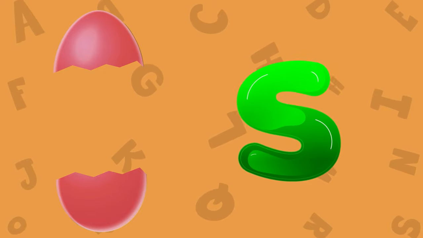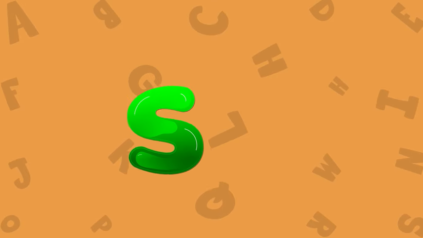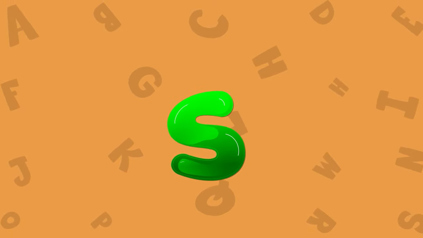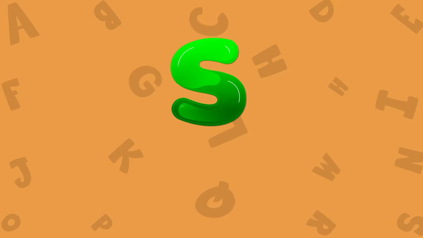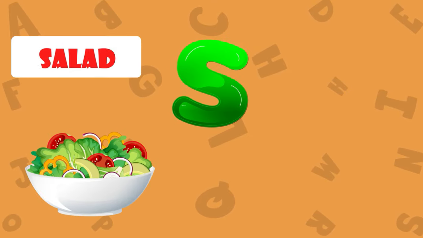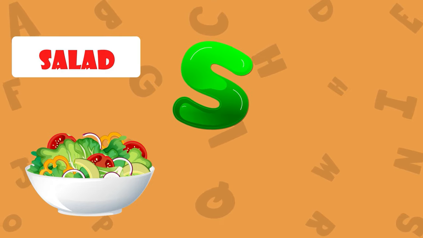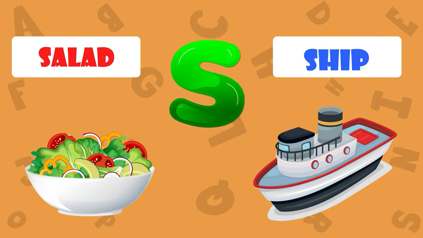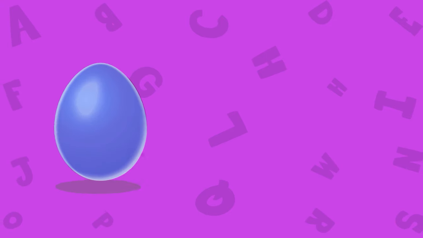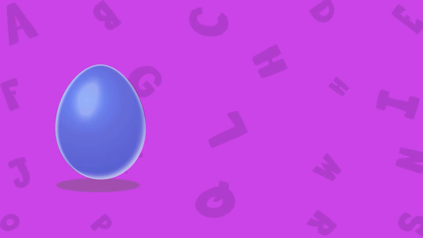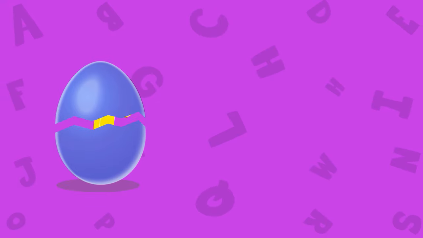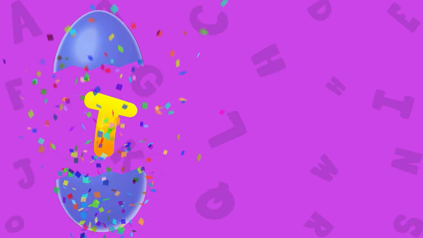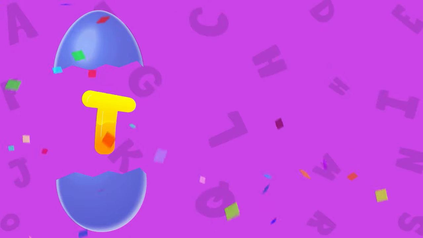Inside the red egg, there is the letter S. S is for salad. S is for ship. Now let's open the blue egg and see what's inside. Open, open, open! Surprise! It's the letter T.